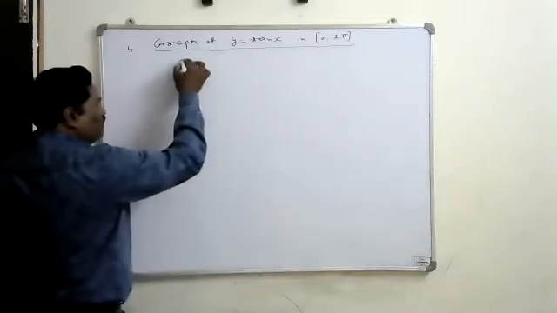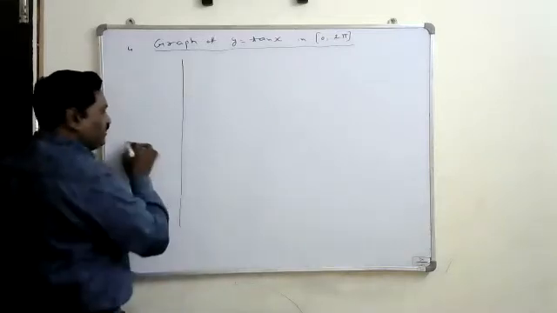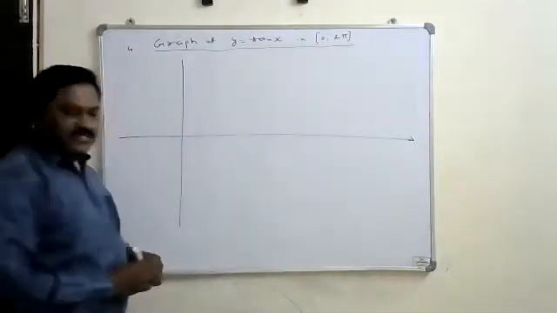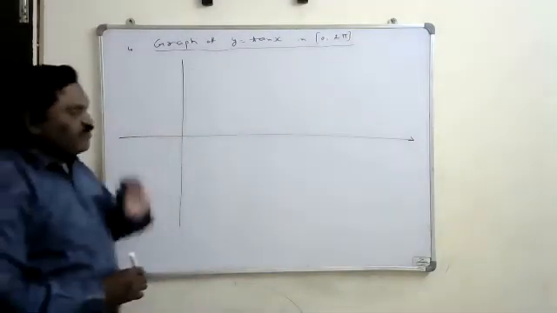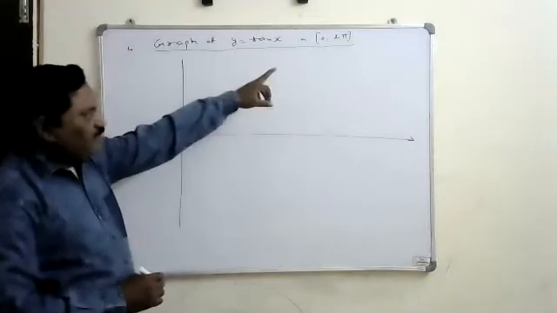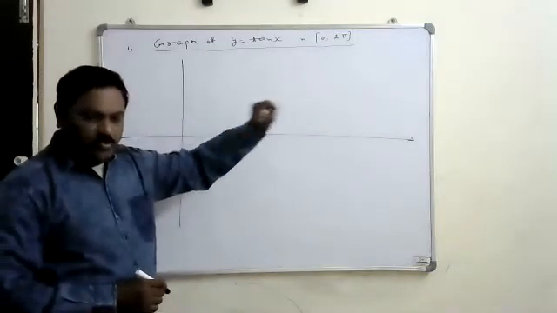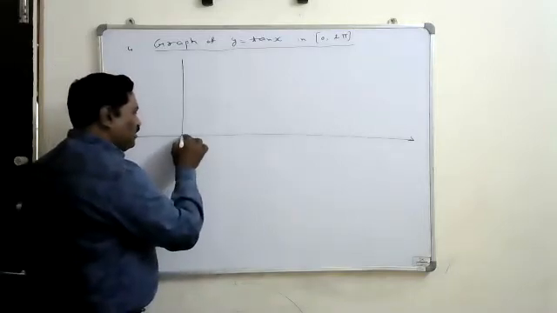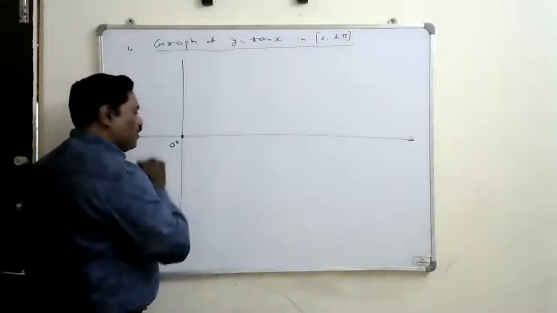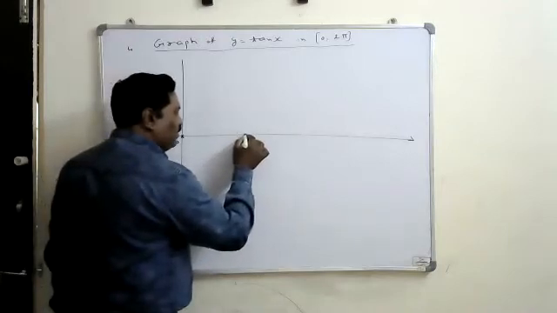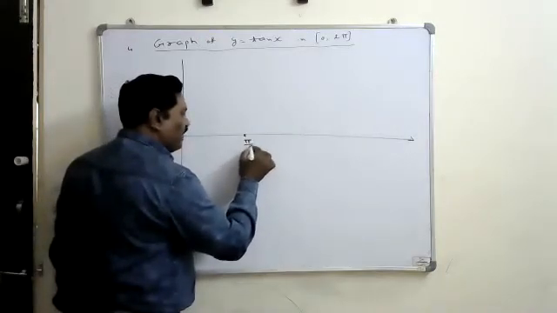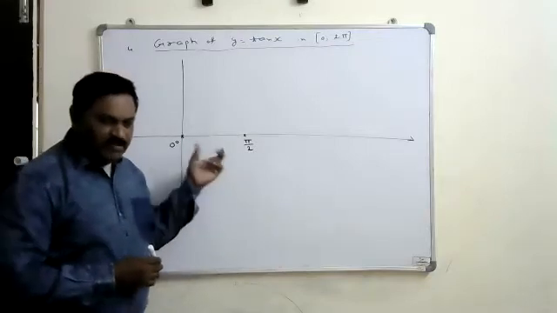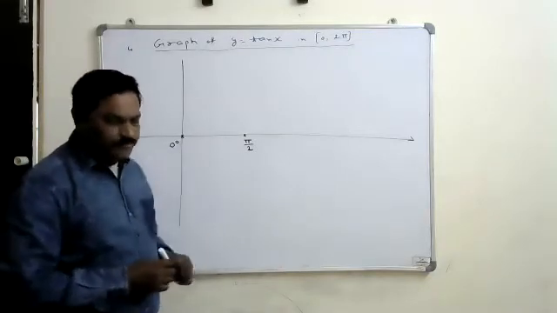For this, take the coordinate axes, the y-axis as well as the x-axis. On the x-axis, we will represent the x values, that is the angles. Between 0 to 2 pi, we are going to draw the graph. That's why at the origin, take it as 0 degree. On the x-axis, take 1 unit as pi by 2, that is 90 degrees. So that is the scale.